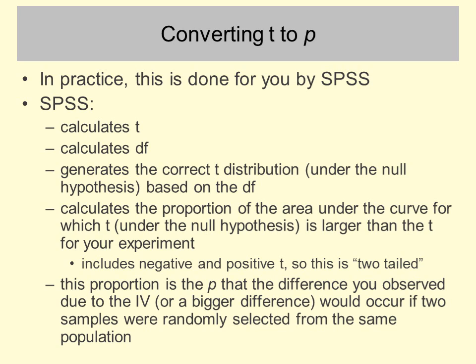And that proportion of area under the curve is equal to the probability that the difference you observed due to the independent variable, or a bigger difference, would occur if the 2 samples were randomly selected from the same population. And remember that if the probability of 2 samples coming from the same population is low, that is indirect evidence that they actually come from different populations.